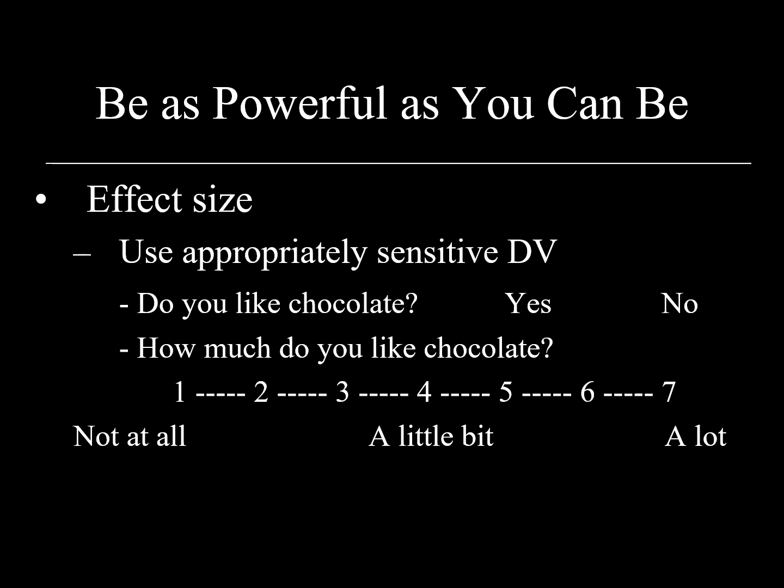So we might ask, do people like chocolate? Yes, no. That's a 2-option answer. Or we may ask them, how much do you like chocolate? Not at all to a lot on a 7-point scale. We're more likely to find variability, sensitivity, with that second question. And that's another thing we can think about as far as effect sizes. It's harder to find differences in simple measures, especially dichotomous measures, yes and no, for example, versus measures that are more mathematically spread out or continuous.